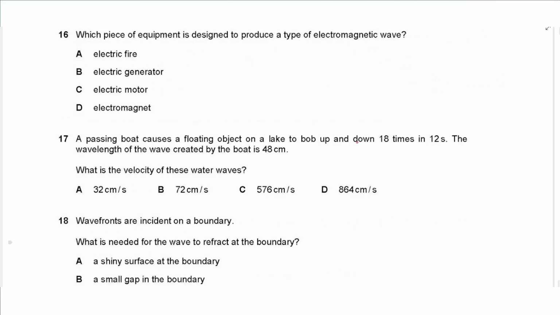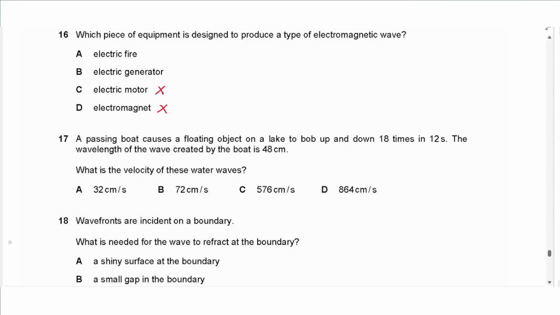Question 16 says, which piece of equipment is designed to produce a type of electromagnetic wave? We have electric fire, electric generator, electric motor, electromagnet. So an electromagnet does not create electromagnetic waves.